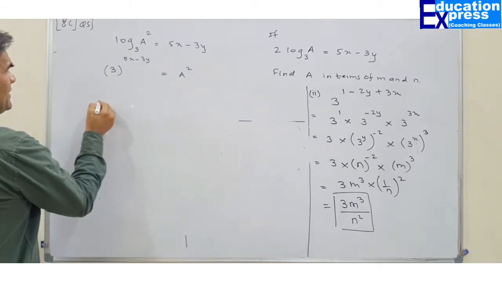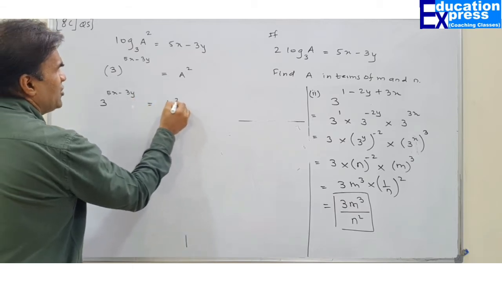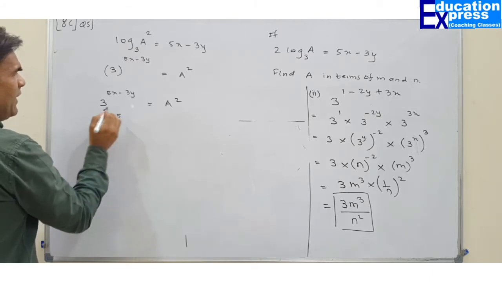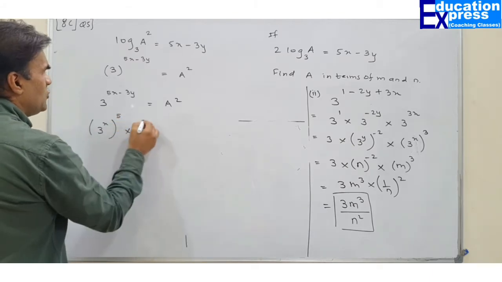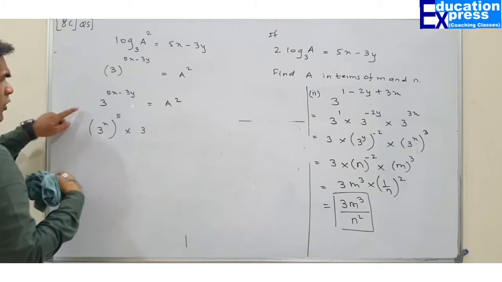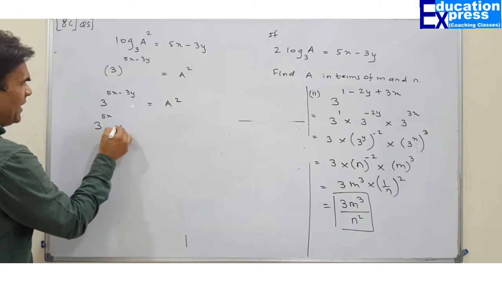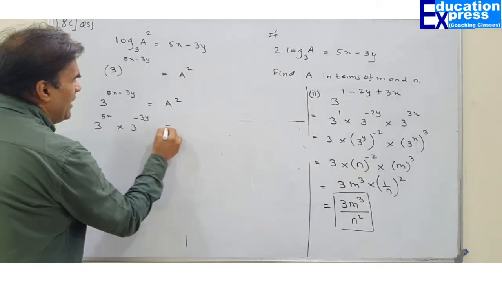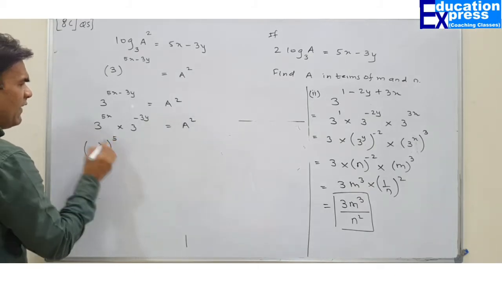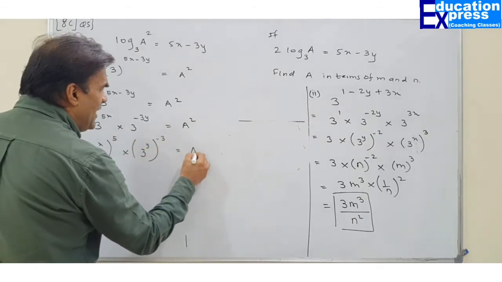So this can be written as 3 raised to 5x minus 3y equals a square. We have to find a. So this can be written as 3 raised to x, the whole thing raised to 5, multiplied by 3 raised to minus 3y. If you don't want to do it directly, you can do it this way also: 3 raised to 5x multiplied by 3 raised to minus 3y equals a square. That is, 3 raised to x, the whole thing raised to 5, times 3 raised to y, the whole thing raised to minus 3, equals a square.